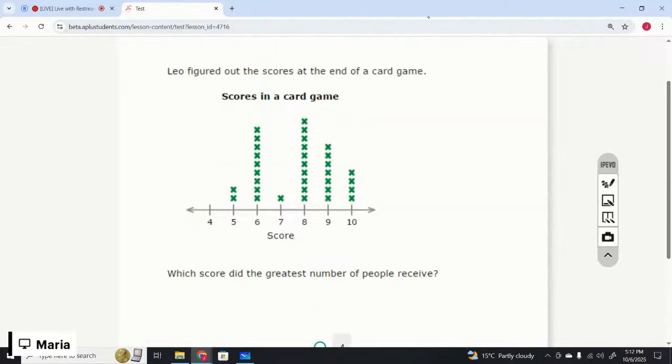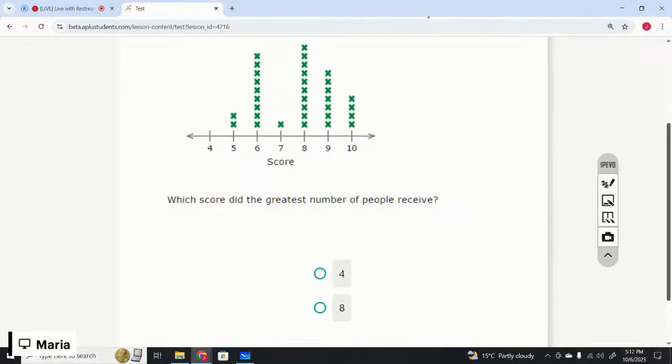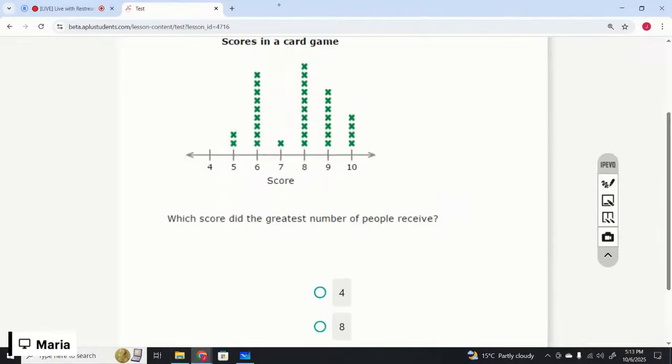Leo figured out the scores at the end of a card game. Which score did the greatest number of people receive? So, which is the correct option? The greatest number of people. That is 8. 8 is the number that scored the most people. The correct option is 8.